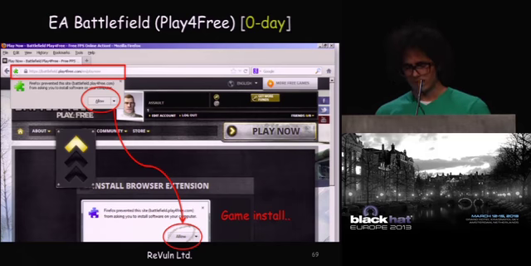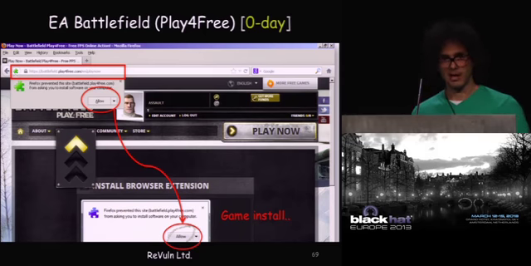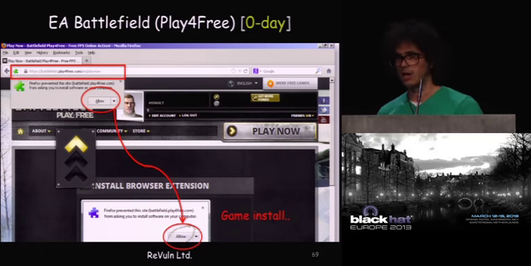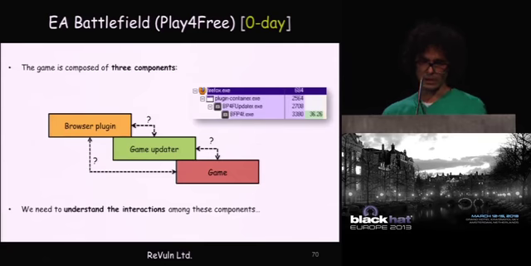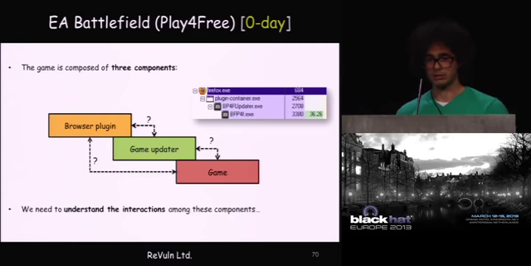But if you want additional items, like a more powerful weapon, for example, you need to pay real money. And it's a web-based game for this reason, the one you can see on the screen. You need to install a web-based plugin for your browser. This plugin is just one of the three components that compose the whole game architecture.